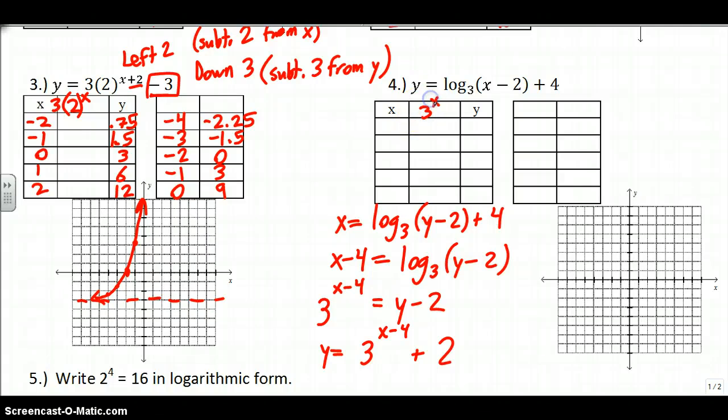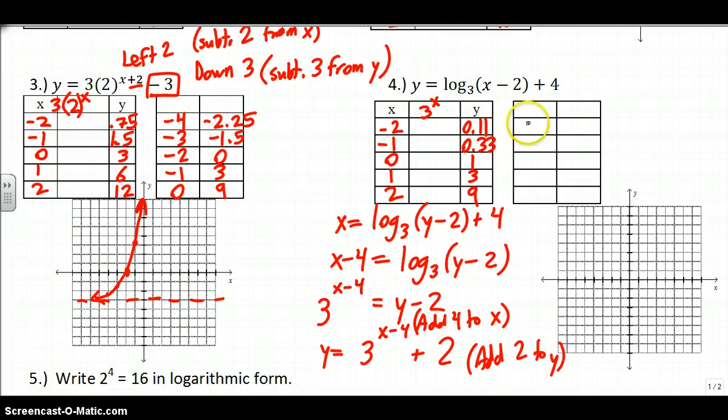So 3 to the x, we'll start with it. Again, negative 2, negative 1, 0, 1, and 2. On your calculator, 3 to the negative 2 should be 0.1 repeating. 3 to the negative 1 should be 0.3 repeating. 3 to the 0 is 1. 3 to the first is 3, and 3 squared is 9. Let's move this, though, just like we did this one over here. This one tells me minus 4, so I'm going to take the opposite of what I see. I'm going to add 4 to all x's. So add 4 to x, and we're going to add 2 to the y's. So add 4 to all the x's, well, that's pretty easy.